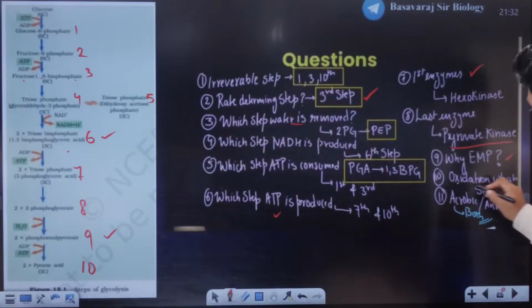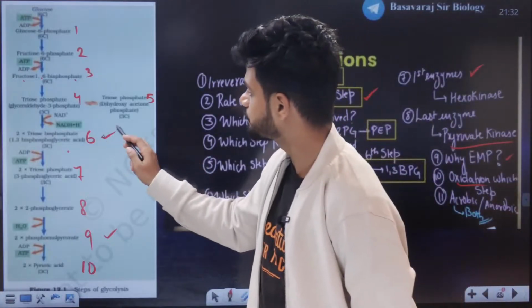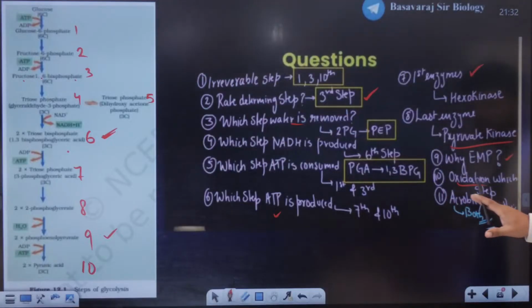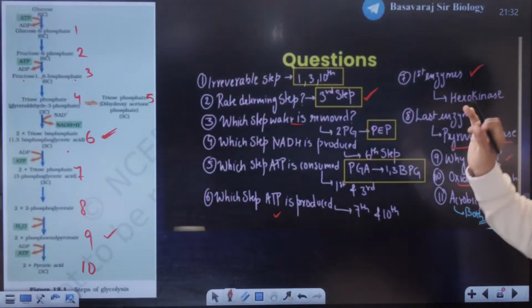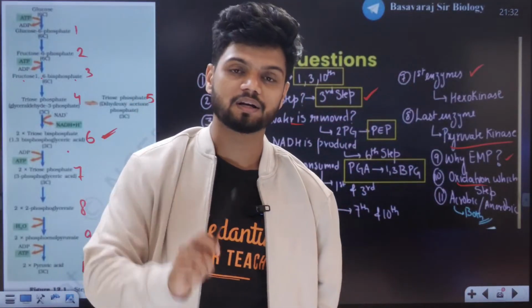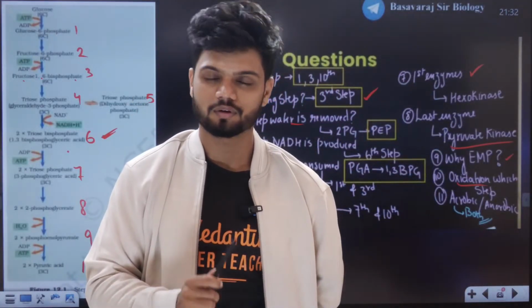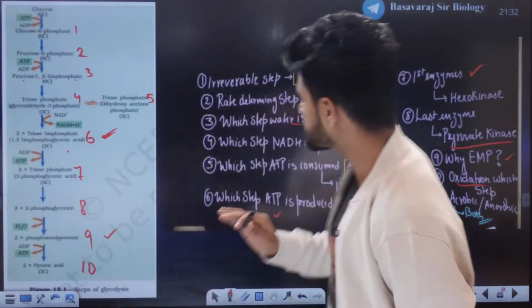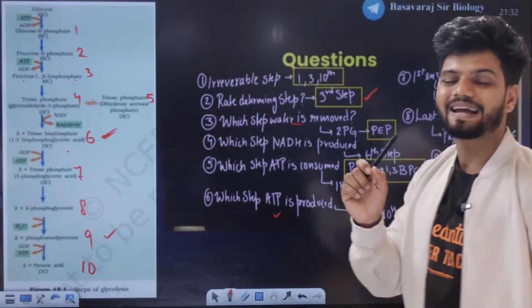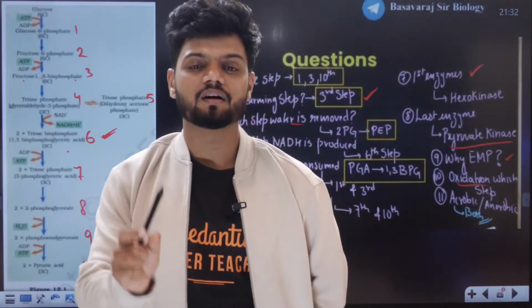In which step does oxidation happen? Oxidation happens in the 6th step, with NADH formation. Does it happen in aerobic or anaerobic conditions? It happens in both aerobic and anaerobic conditions. Crazy, no? If you master all of these questions, there is a 99% chance that you will give the right answer.